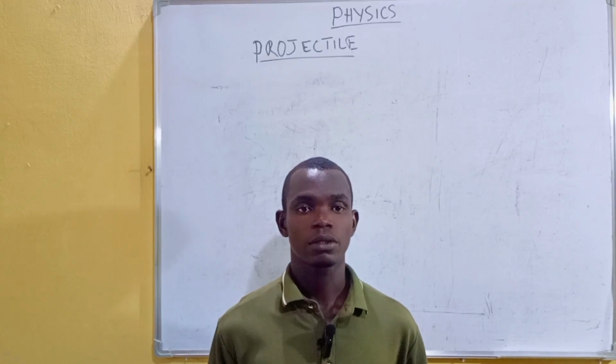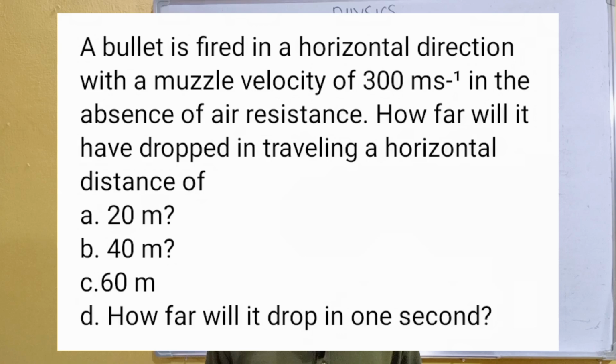Let's look at this physics question on projectile motion. A bullet is fired in a horizontal direction with a muzzle velocity of 300 meters per second in the absence of air resistance. How far will it have dropped in traveling a horizontal distance of A, 20 meters, B, 40 meters, C, 60 meters, and D, how far would it drop in 1 second?